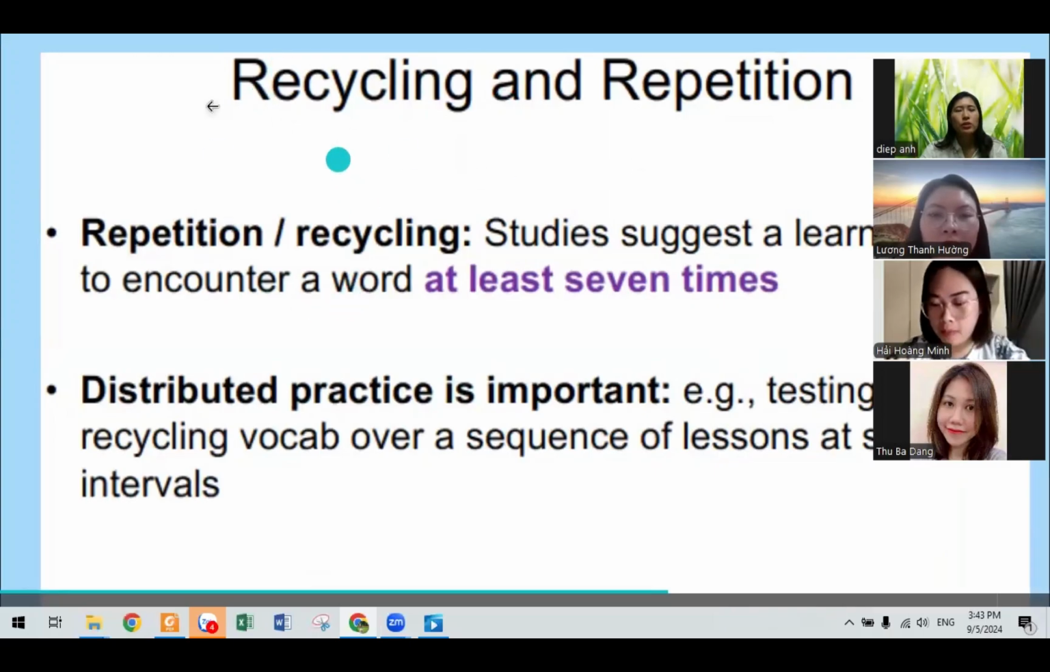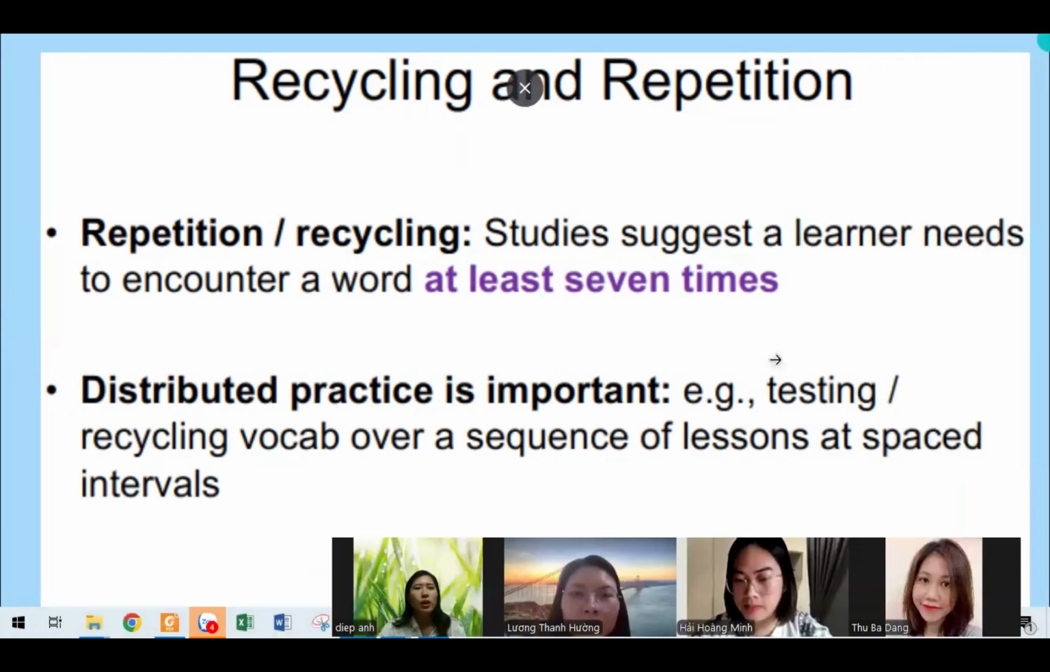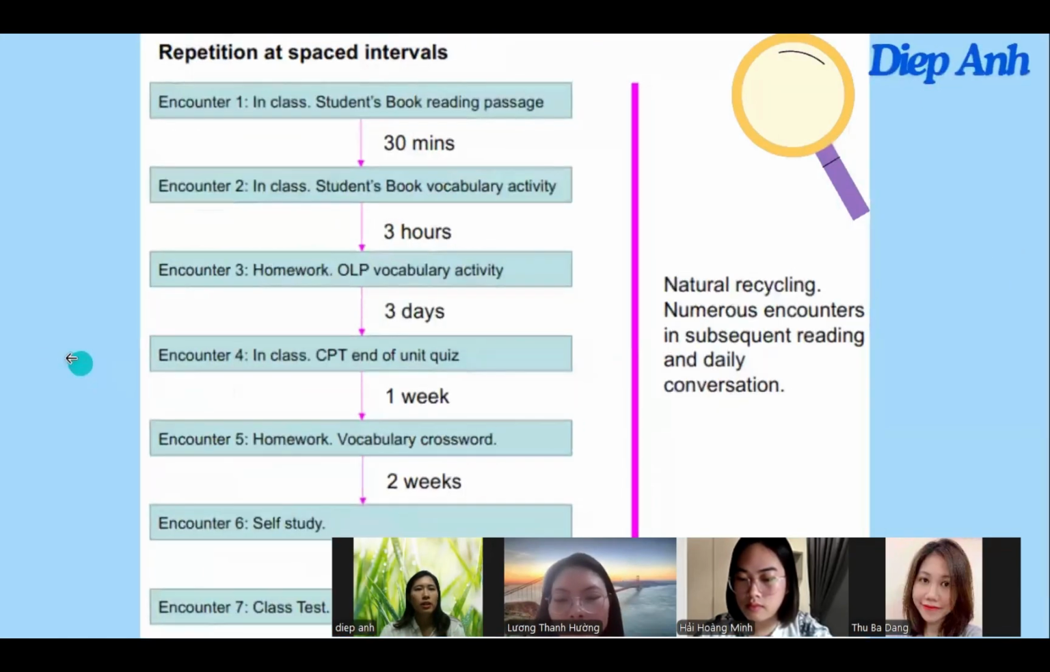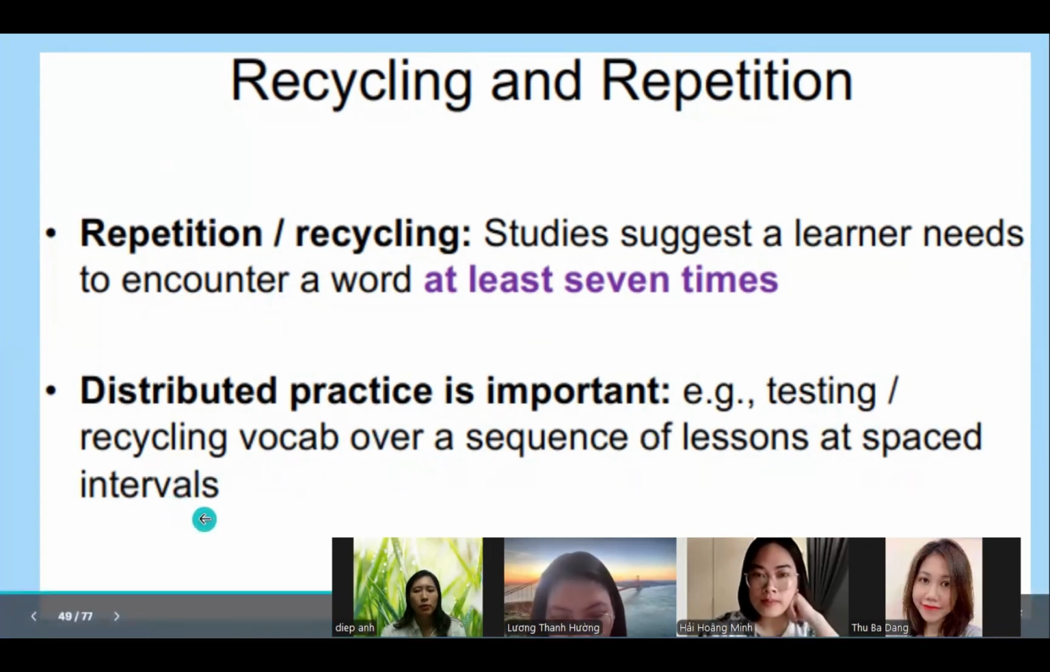And to use vocab quickly and with a long memory, the student should repeat and recycle at least 7 times. And the teacher needs to have them encounter a word at least 7 times in the lesson. And distributed practice is very important, like testing, recycling vocab over a sequence of a lesson at spaced intervals.